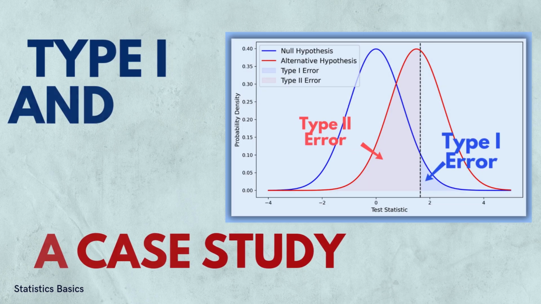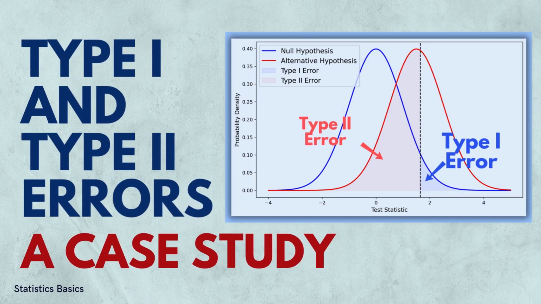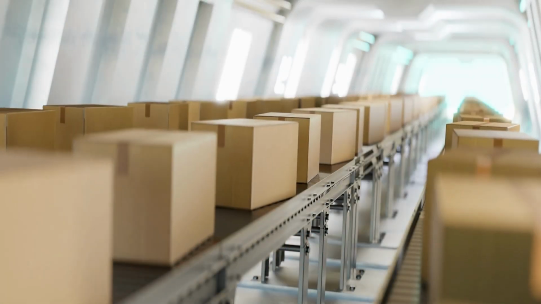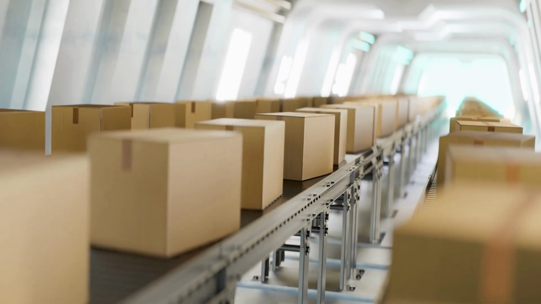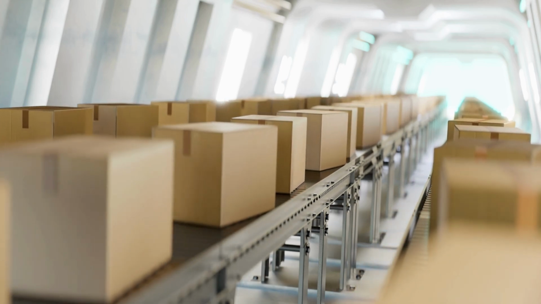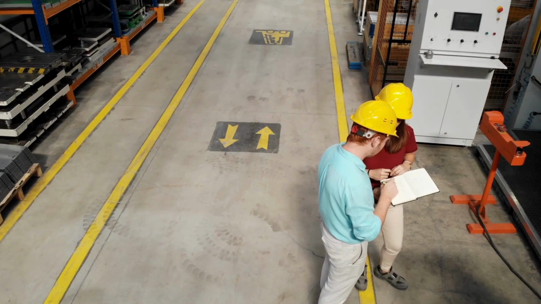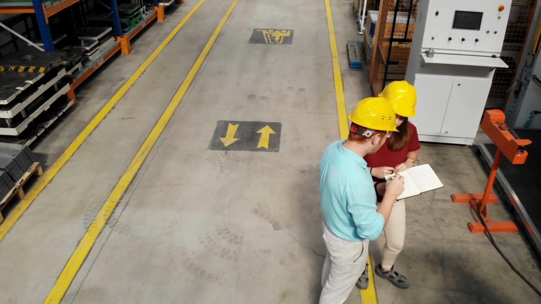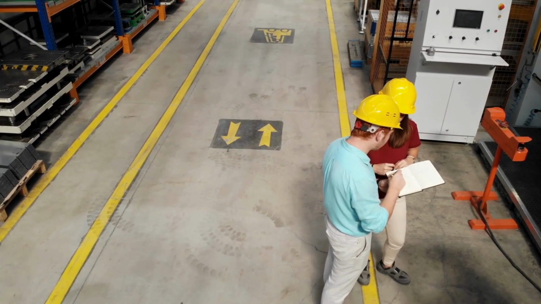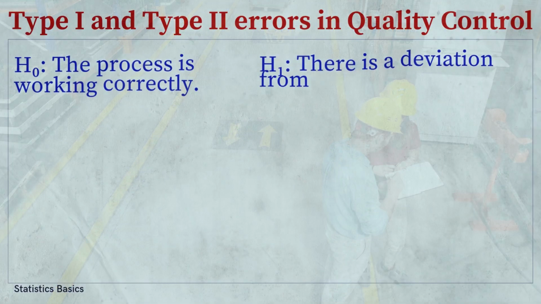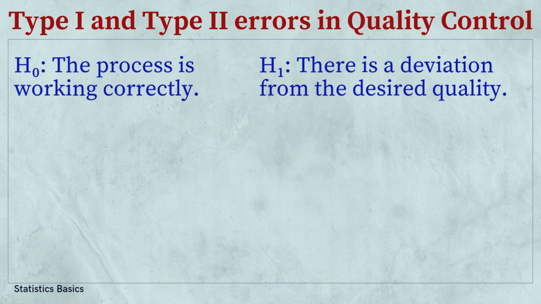In this video, we will explore how Type 1 and Type 2 errors work in the context of quality control through a case study. In quality control, the primary goal is to ensure that products meet certain standards before they reach the consumer. To achieve this, statistical tests are employed to decide whether a batch of products is acceptable or not. This process involves formulating the null and alternative hypothesis.